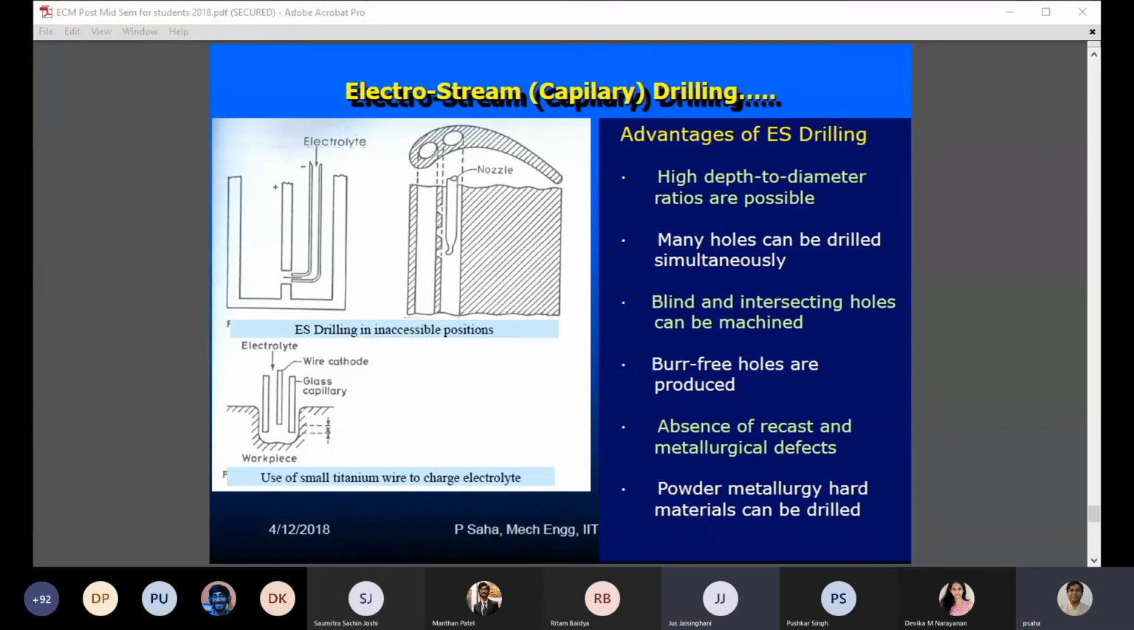So can you just re-explain the back pressure in the special applications of ECM? We first discussed the hole drilling using back pressure, right? Let me see in other slides. I think it is there. Just a minute.